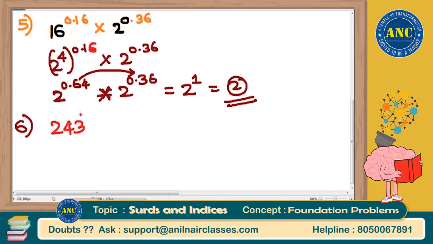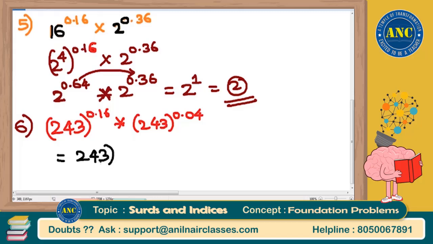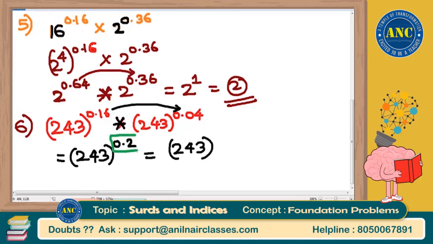Suppose 243 to the power of 0.16 into 243 to the power of 0.04. Now see here, again the bases are the same. Write down the same base, 243 to the power of, and if they are multiplied, add the powers. 0.16 plus 0.04 is 0.2. Now what can I do from this? This is nothing but 243 to the power of 0.2. This is again something which we discussed in our fraction to percentage conversions in our percentages class and also in the DI class. 0.2 is nothing but 1 by 5, right?